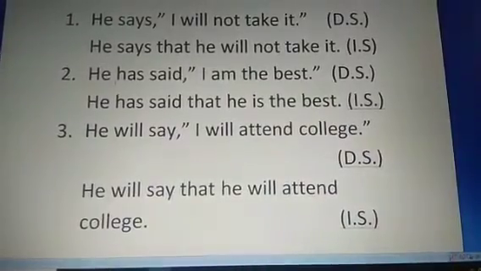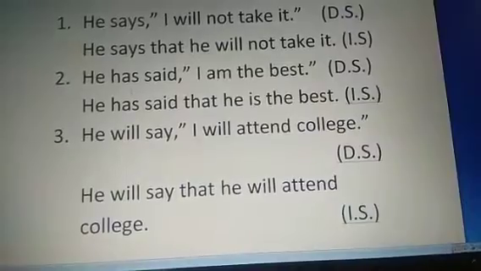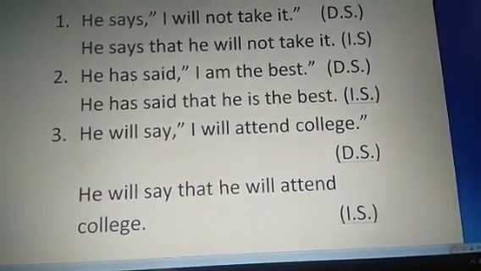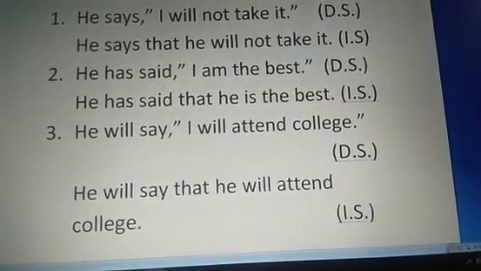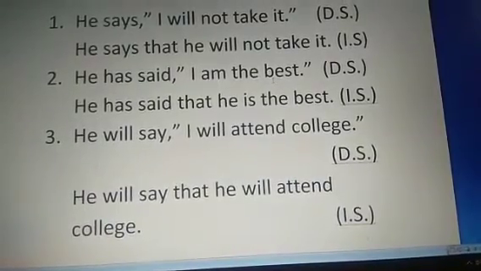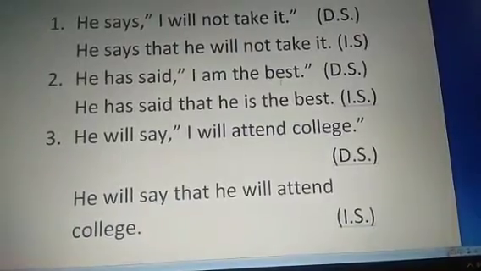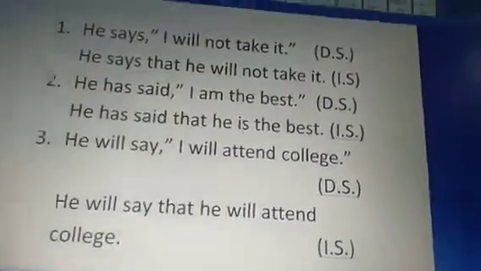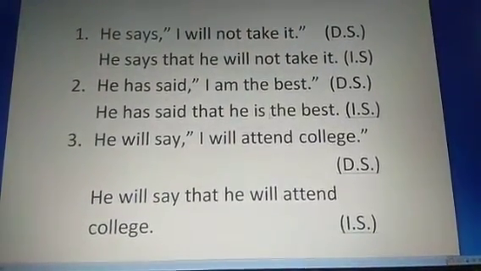And the second example is, he has said, I'm the best, and this one is direct speech. Now, has said is the reporting verb, which is in present perfect tense. Now, as per rule, when the reporting verb is in present perfect tense, the tense of the reported speech, which is I'm the best, will not be changed. It will remain the same. And when this direct speech is converted into indirect one, it reads like, he has said that he is the best. And this one is an indirect speech.